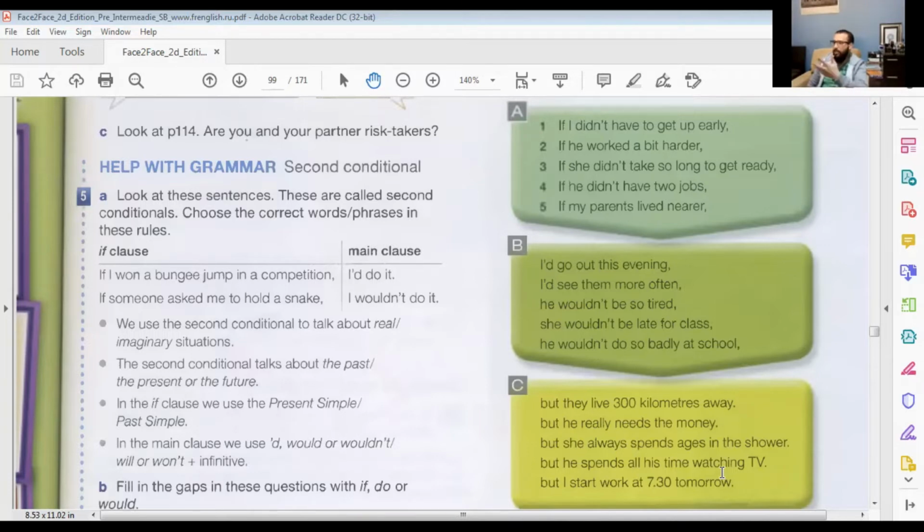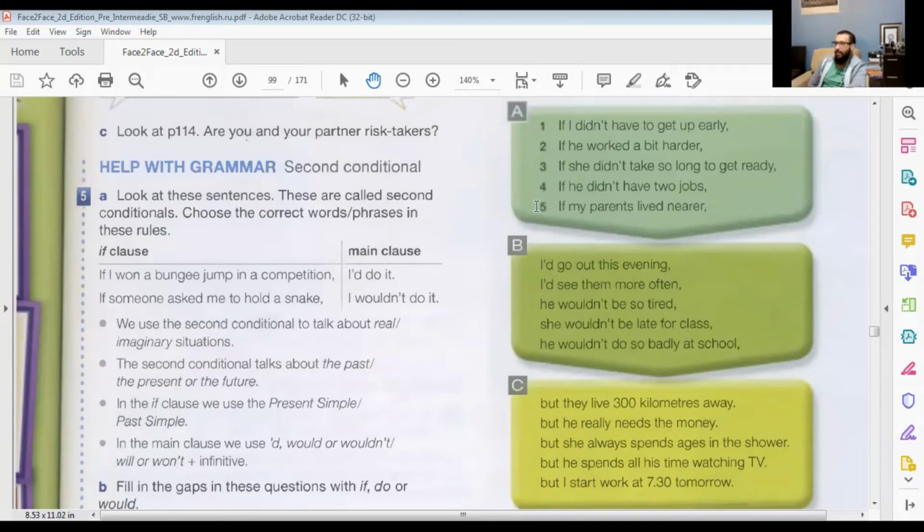So what would he do if he didn't have to wake up early in this imaginary world? What would he do? Maybe he wouldn't be so tired. Okay, the last one. He wouldn't do so badly at school. But remember, he's talking about himself. He said, if I didn't. We didn't say if he didn't. We said if I. So this means the main clause has to be I, right? It has to talk about yourself.